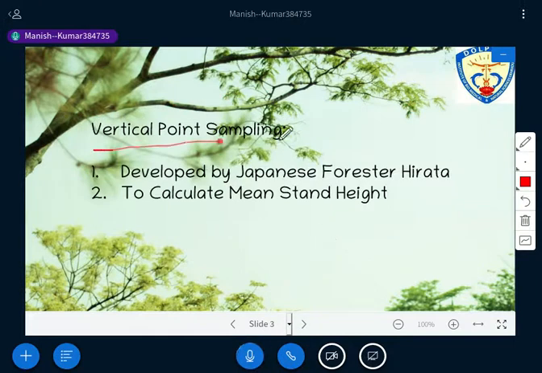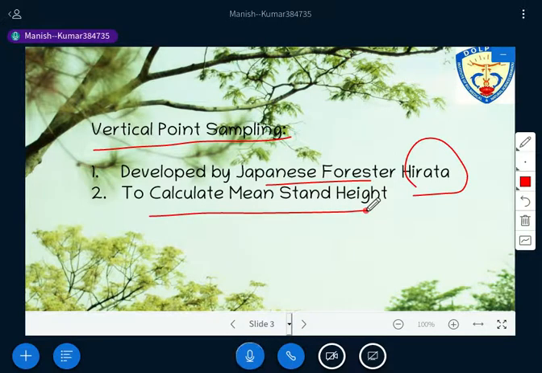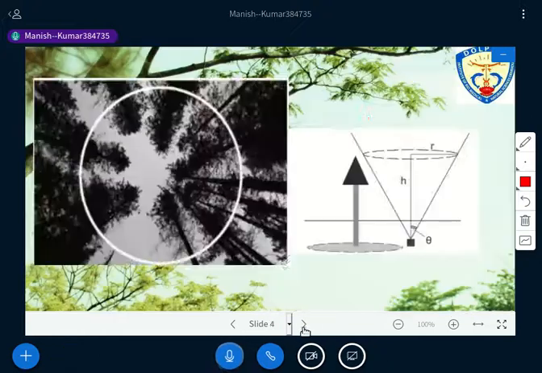Vertical point sampling was developed by the Japanese forester Hirata. He developed this technique, and the purpose of this sampling process is to calculate the mean stand height, right? This is the only purpose of vertical point sampling. As the name suggests, vertical, we have to look vertically at the tree, right? Let me show you through the image. This is vertical, you are looking like that.